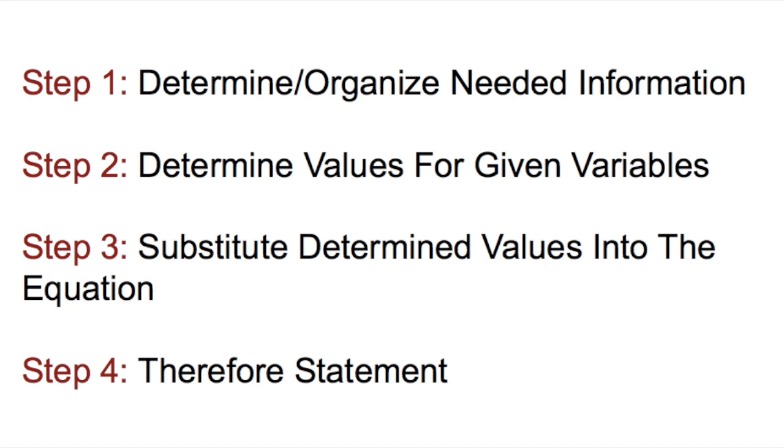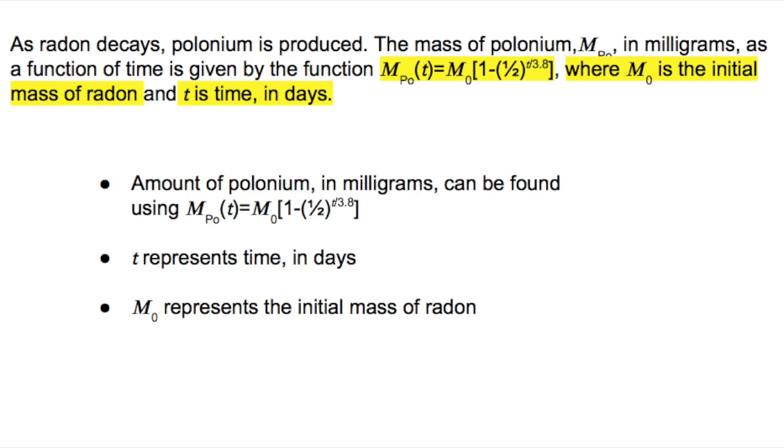Here is how I plan to solve 3a. Step 1. Determine and organize needed information. Step 2. Determine values for given variables. Step 3. Substitute determined values into the equation. Step 4. Therefore statement. Step 1. Determine and organize needed information. Here's what we need to know to solve 3a. The amount of polonium in milligrams can be found using the equation M_Po of t. t represents the time in days, and M_0 represents the initial mass of radon.